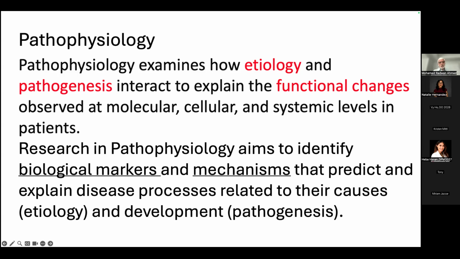And research-wise, we need to identify the biological markers and cellular and molecular mechanisms of each disease to find out if we can develop markers that point to the pathogenesis, the etiology, or the prognosis of the disease, and how we can treat it. If there are some molecular targets, you can target them and create novel drugs.